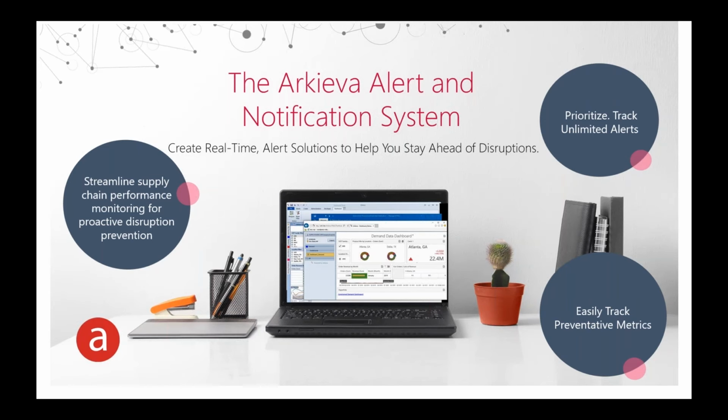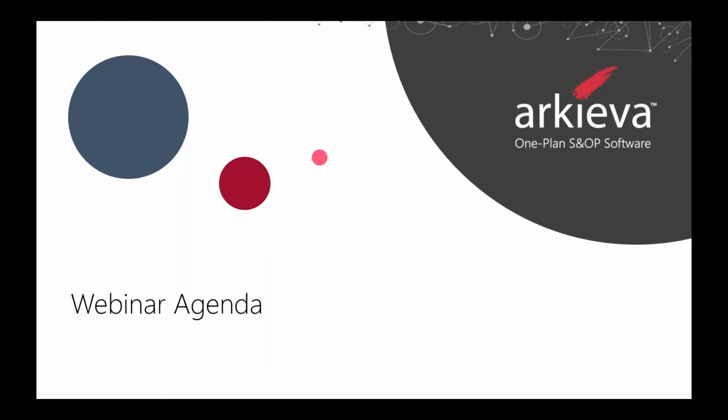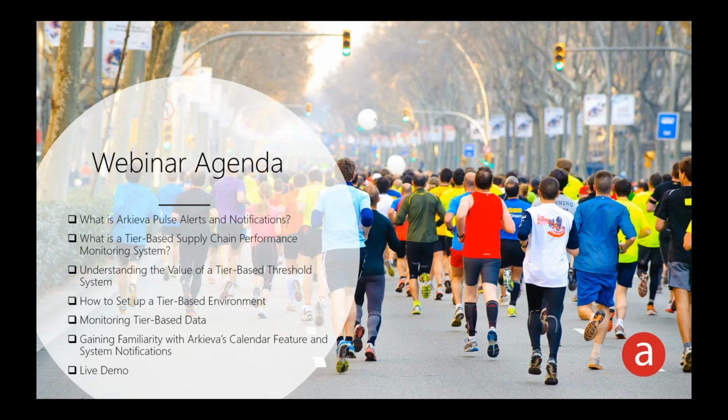So today's webinar agenda, what are we going to discuss? We're going to look at what the Arqiva Pulse alerts and notifications feature is all about, and how it affects tier-based supply chain performance monitoring. So how do you go about setting up that system? What's the value of that? And how do you monitor it once you have it set up? And then we're also going to do a live demo, which is going to let you know how to do it using the inbuilt Arqiva system as well as the table editor.